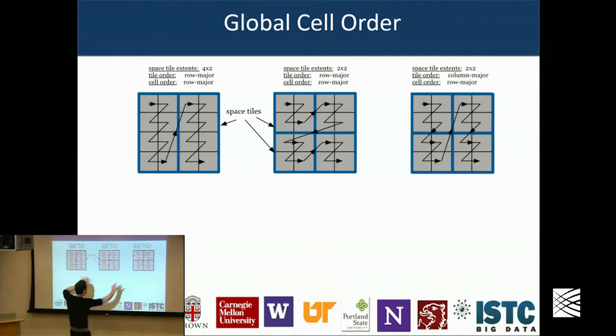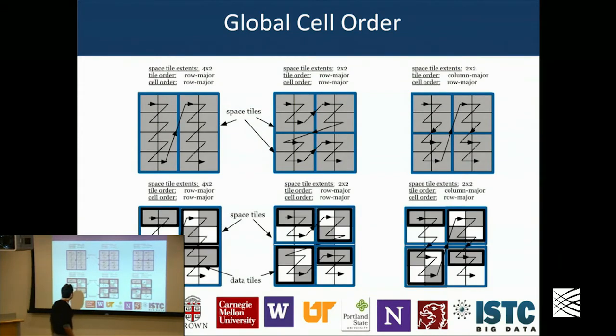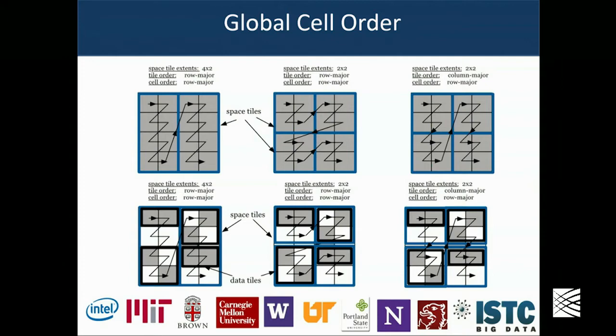And with this, you have a lot of flexibility. You can define multiple orders. All right? So this gives you a lot of flexibility in how you store data on the disk, essentially. All right, for the sparse case, the situation is very similar. Again, you have these space tiles, which are the blue rectangles. Again, you define a row major order, and you define a cell order and the tile order.